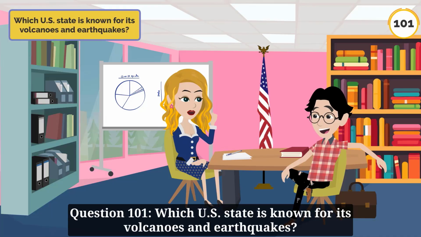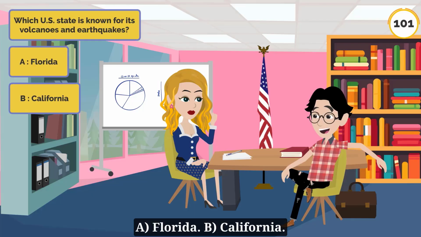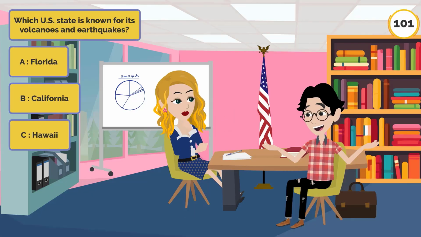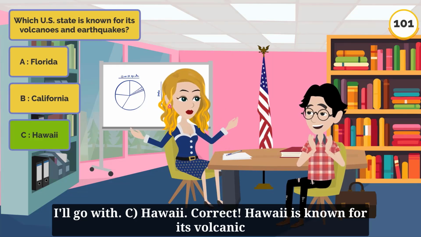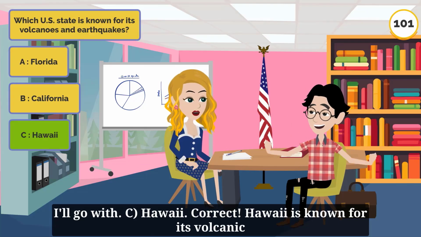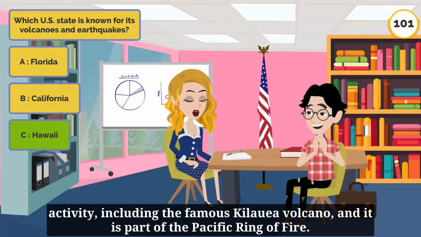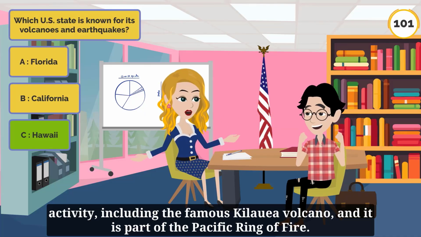Question 101. Which U.S. state is known for its volcanoes and earthquakes? A. Florida. B. California. C. Hawaii. I'll go with C. Hawaii. Correct. Hawaii is known for its volcanic activity, including the famous Kilauea volcano, and it is part of the Pacific Ring of Fire.